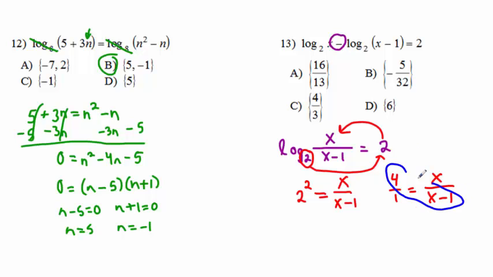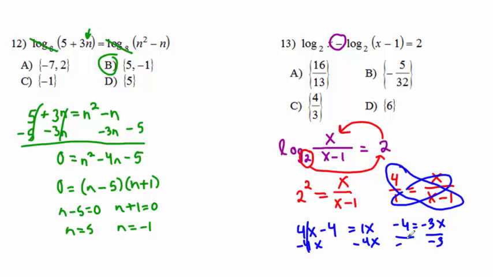So 4 times x minus 1, which is 4x minus 4, equals 1x. So subtract 4x over here, and get negative 4 equals negative 3x. Then divide by negative 3. The negatives cancel, giving me positive 4/3.